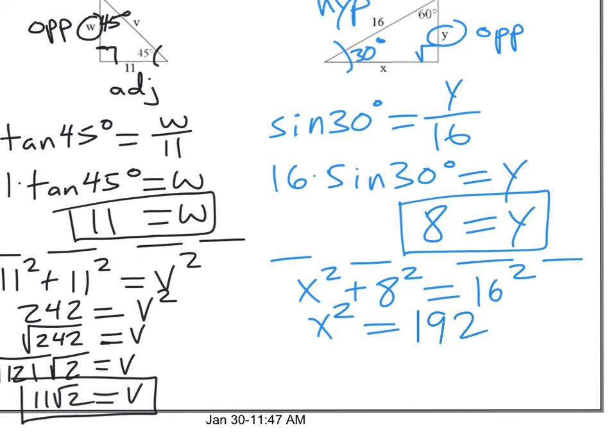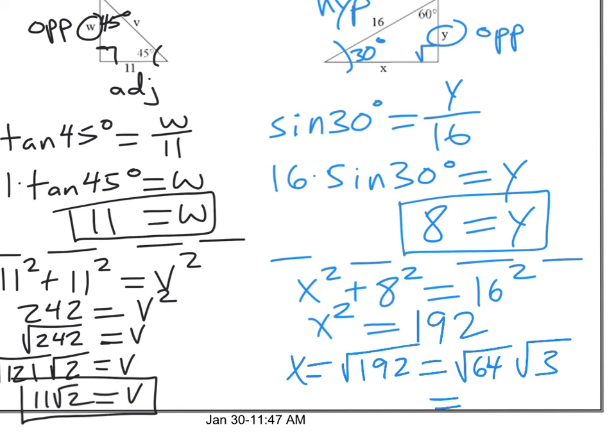Let's see here, 16 squared minus 8 squared would get you to 192. Missing side length would be the square root of 192. Can I reduce that? I can. 192 could be split up as 64 and 3. Now remember, the only reason I care that we can do that is because 64 is what's called a perfect square, right? If you take its square root, it's not some long, ugly decimal. You get a whole number.